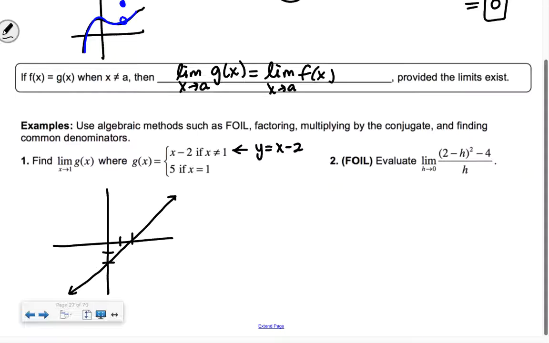Except at x equals 1. So it looks like the line y equals x minus 2, except at the single point x equals 1. So at x equals 1, it says we have 1, 5. This is what this graph looks like. Can you guys all graph that? You remember piecewise functions? So then what is the limit as x goes to 1 then? What y value do you get closer and closer to?